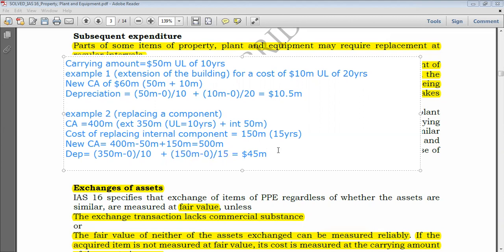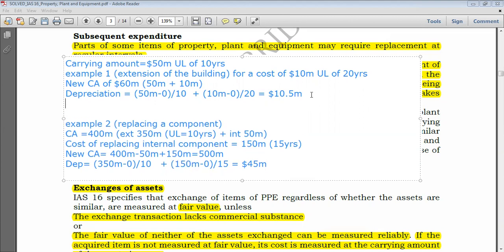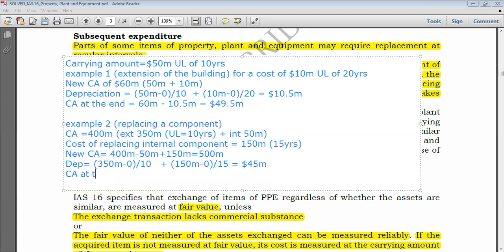At the end of the year, you'd have to compute the carrying amount. So you reduce this 45 million from this 500 million here. It's just like the same here. If you charge the depreciation, you obtain the carrying amount at the end of the year. Like before, we took the 60 million, the new value, and subtracted the depreciation of 10.5 million, ending up with 49.5 million. So the same applies here. To compute the carrying amount at the end of the year, we take our new carrying amount of 500 million and less this depreciation of 45 million, ending up with $455 million. So this is how we do it.